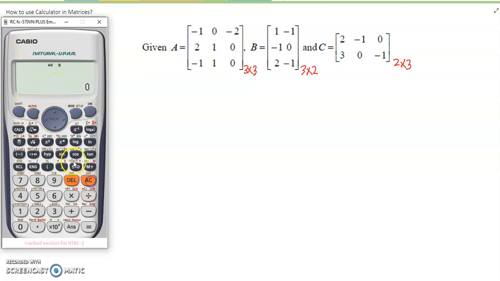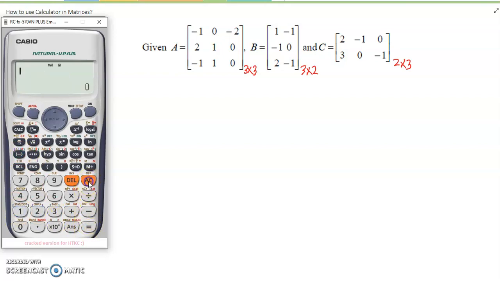We press AC. Now we are going to insert data for matrix B. Shift 4. We choose 1, and then we choose matrix B, number 2. Look at the dimension, we have 3 by 2. 3 by 2 will be number 2. Now we insert the data by row. So 1, -1, and then press equal. -1, equal, 0, 2 and -1. Now we are done with matrix B.